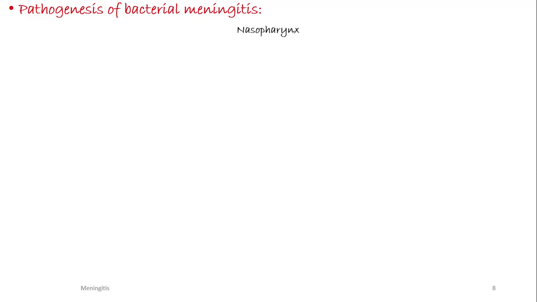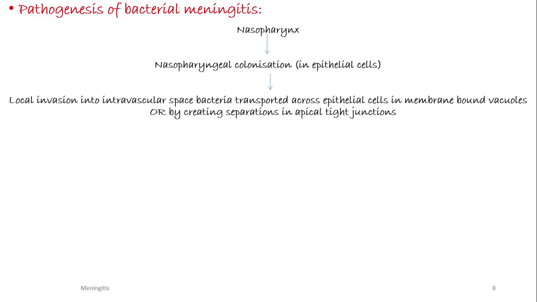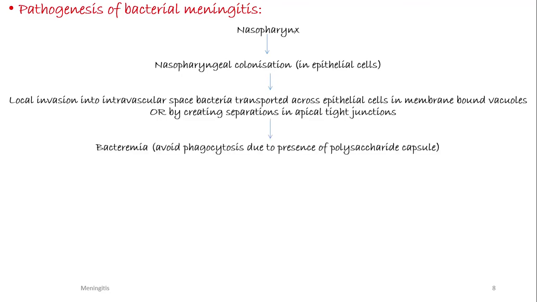The bacteria is going to enter your body through the nasopharynx. After that, it will colonize the nasopharyngeal epithelial cells. Then there occurs local invasion into the intravascular space. The bacteria gets transported across the epithelial cells in membrane bound vacuoles or by creating separations in the apical tight junctions. After that, there occurs bacteremia, that is, the bacteria avoids phagocytosis because of the presence of the lipopolysaccharide capsule. Then it is going to reach the choroid plexus.